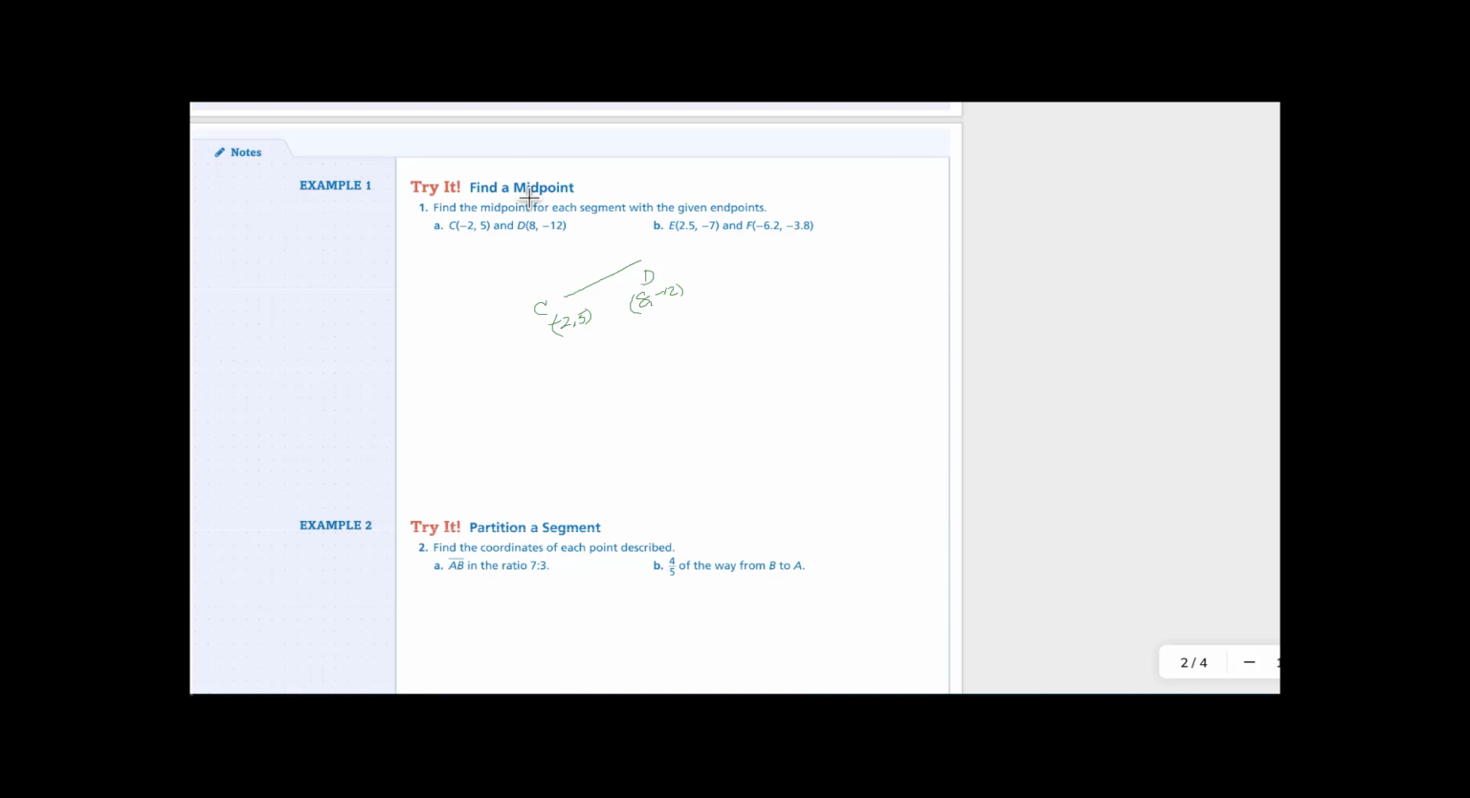So we're going to add the x's and divide by 2. We're going to add the y's and divide by 2. Remember the midpoint formula? x1 plus x2 divided by 2, comma, y1 plus y2 divided by 2. And that's going to give us our midpoint for the x-coordinate and our midpoint for the y-coordinate.